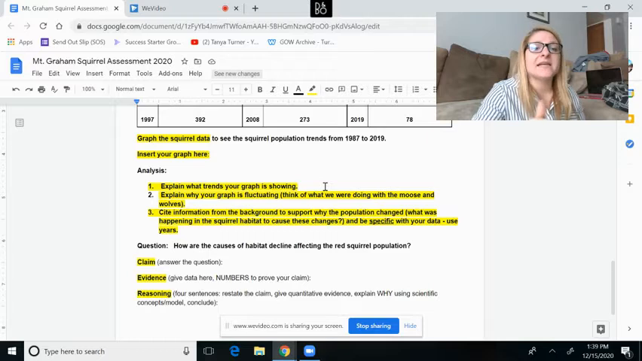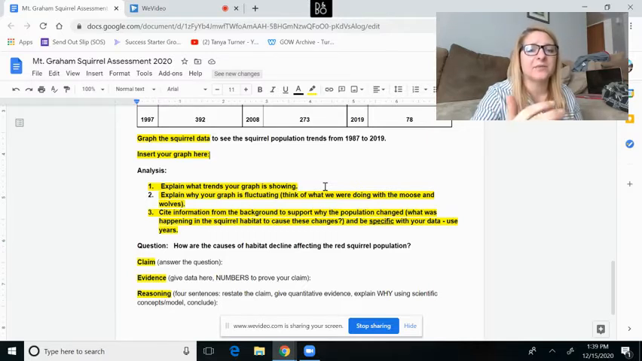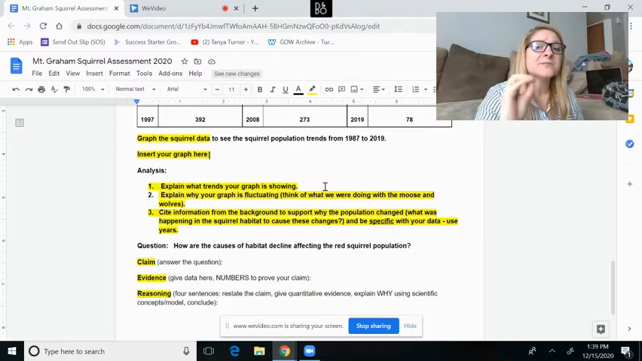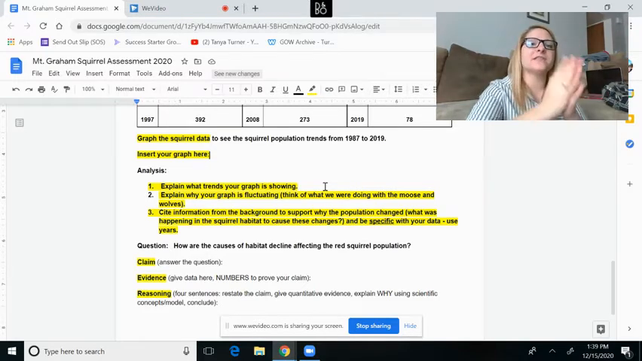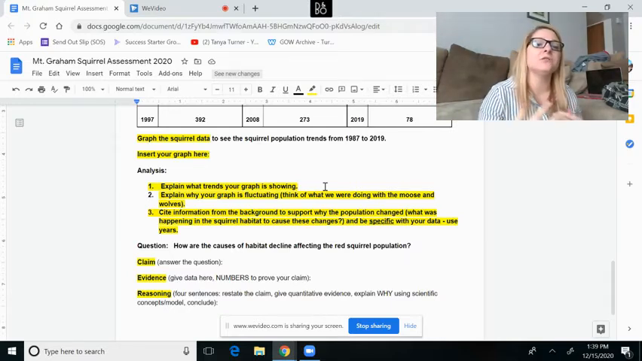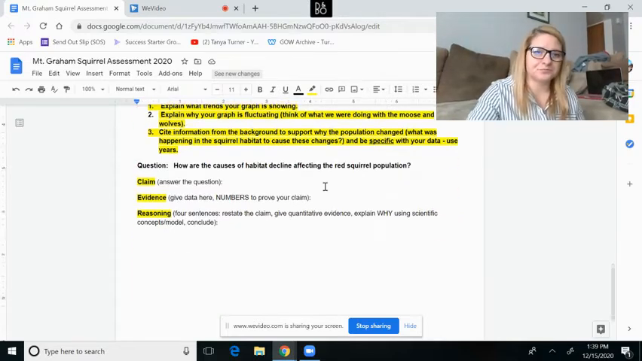And then number 3 is cite information from the background to support why the population changed. So this means figure out what was happening to the squirrel's habitat to cause these changes you're seeing in their population. Be specific with your data, like use years. Don't just say there was a fire. When was the fire? Don't just say they compete for habitat. Tell me why, like say they're fiercely territorial or whatever information you got from that background that I read to you, put it here in number 3.